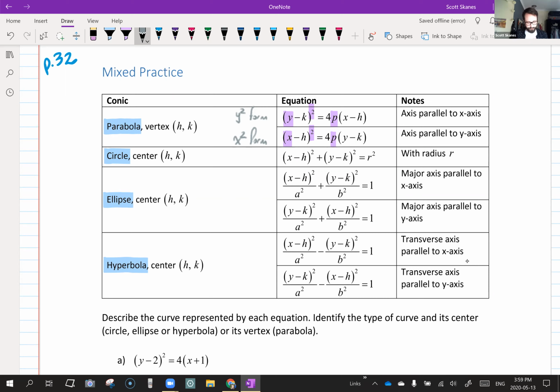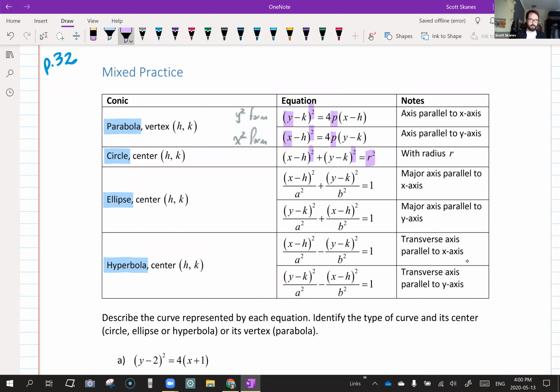If you're given a circle, can someone tell me the one thing that is different about the circle than the other types? I can see that it has two squares, but all the rest have two squares. The main difference is that it has a radius. So there's a number equal to some number squared, instead of a 1. What you're looking for is x squared and y squared, and it equals something that is not 1. That would be your circle. And of course you know what a circle looks like.